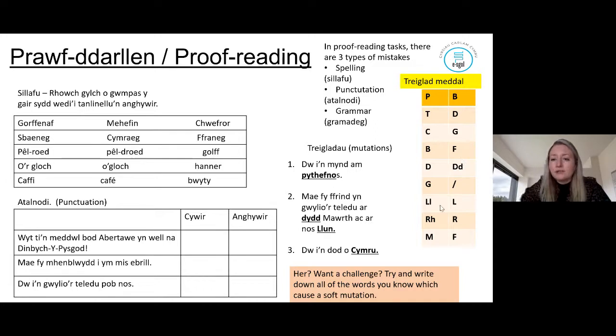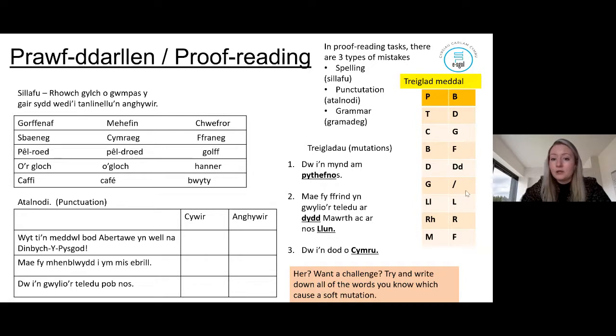So let's go through the answers then. Pythefnos would change to bythefnos, a B. The same way you may have seen pert, pretty, changed to bert before. Ar dydd Mawrth goes to ddydd Mawrth, okay? And Llun goes to Llun, you just drop one of the L's, okay? Dwi'n dod o Cymru, I come from Wales, goes to dwi'n dod o Gymru.